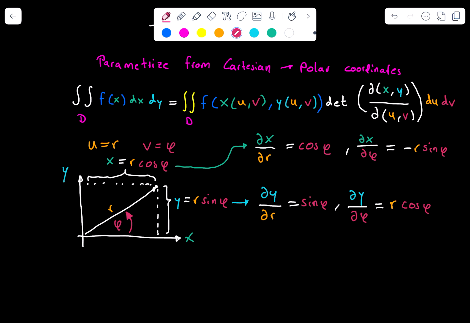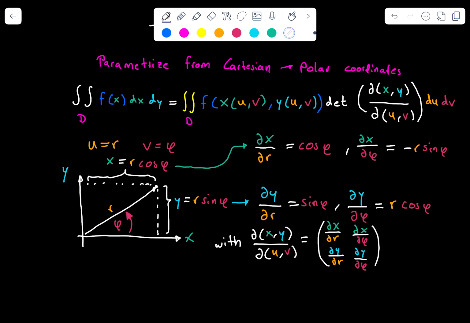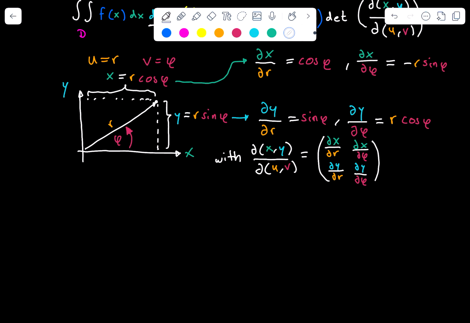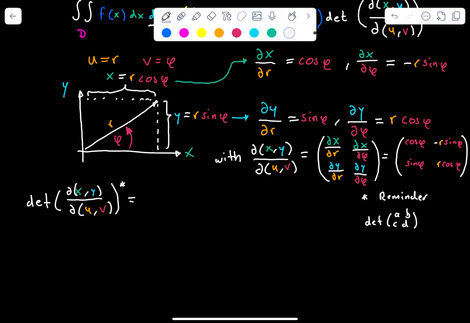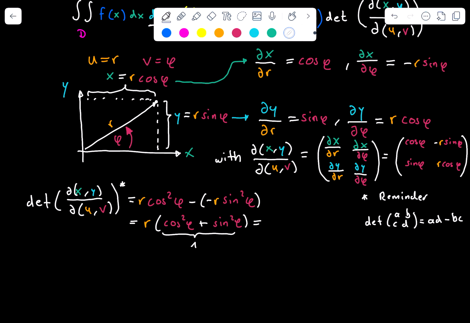Arranging these values into a matrix, we find the Jacobian matrix, which looks like this. The matrix includes cosine of phi and minus r times sine of phi in the first row, and sine of phi and r times cosine of phi in the second row. The determinant, which is simply r, is our scaling factor. This helps us measure areas accurately in polar coordinates.